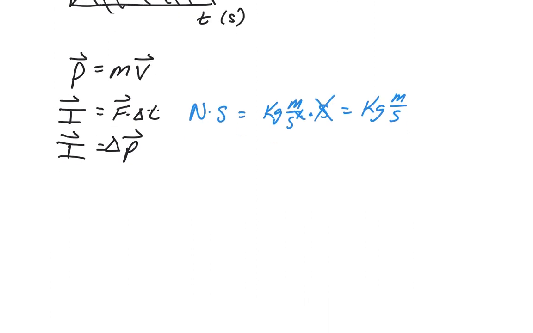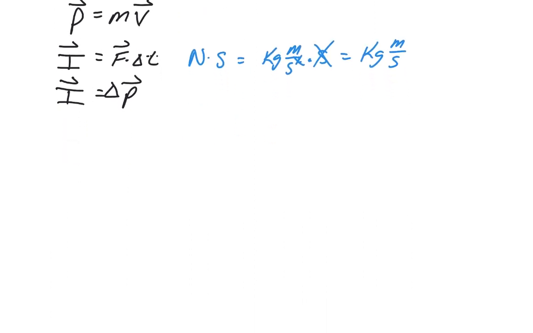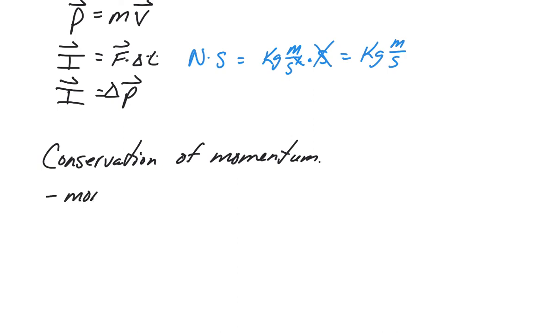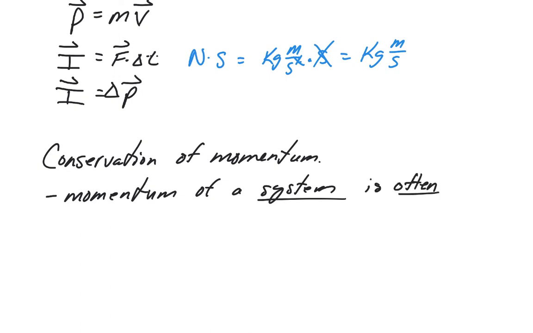So similar to energy, we're going to talk about conservation of momentum as well. A little bit different. It's not exactly the same. So we're going to look at conservation of momentum. And we're going to say that the momentum of a system, right? So we might have more than one object, just like when we looked at energy, we looked at systems, because if you were dropping something, the earth was part of the system if you wanted to say that energy was conserved. So we're going to say that momentum of a system is often conserved.